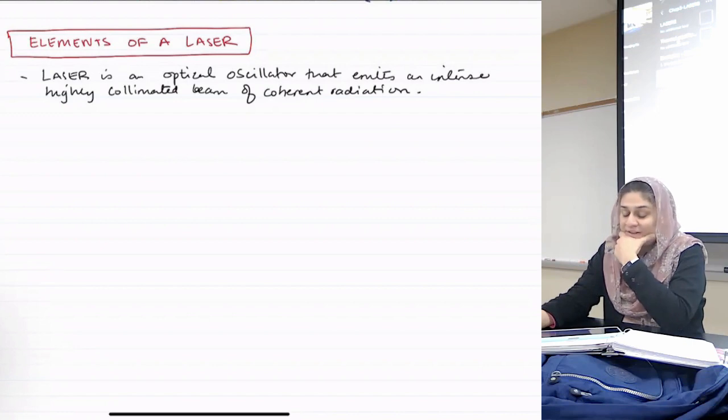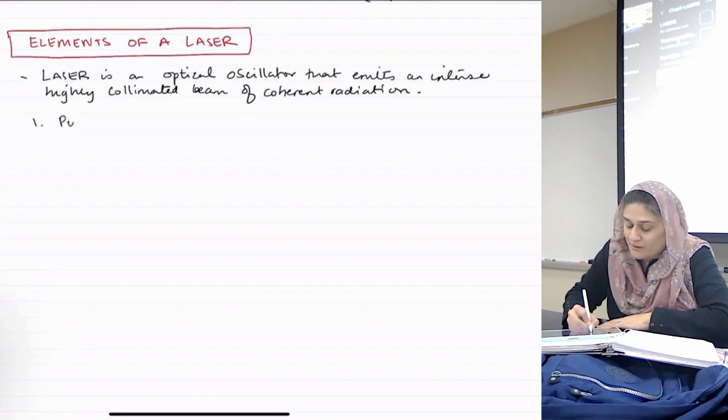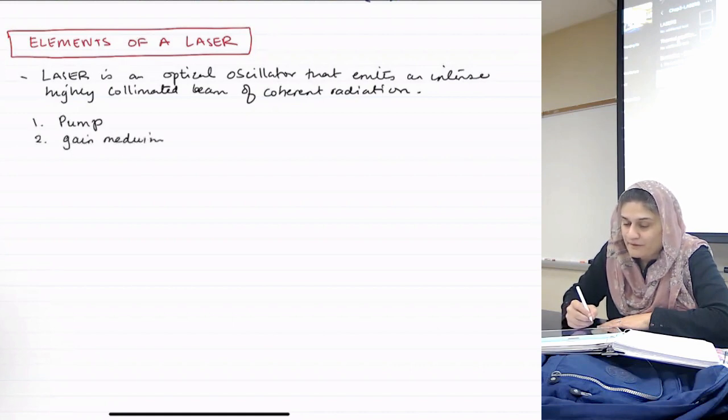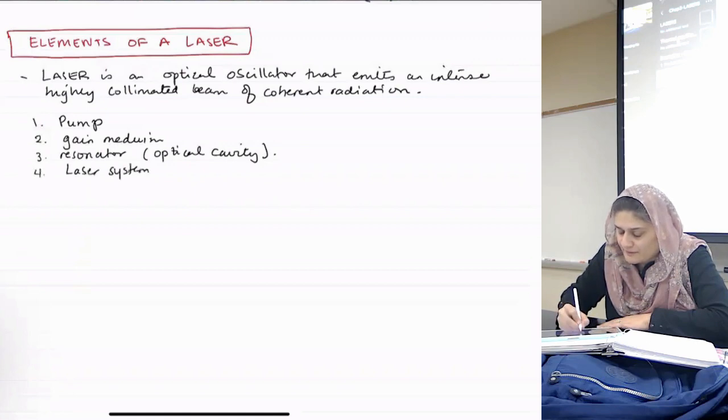And it is basically made up of 1, what is called a pump, 2, a gain medium, 3, a resonator, or also called an optical cavity, and 4, laser systems that include power outputs and cooling systems.